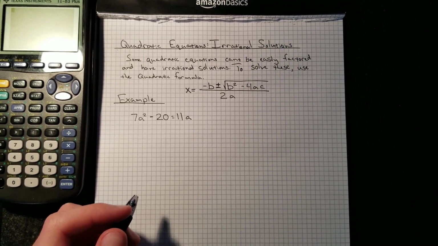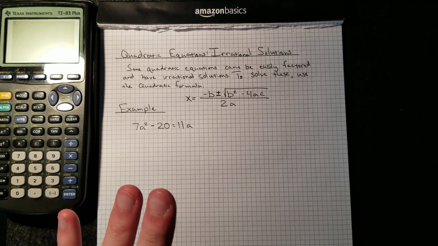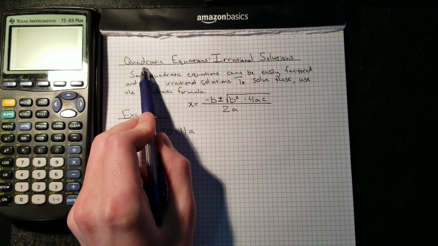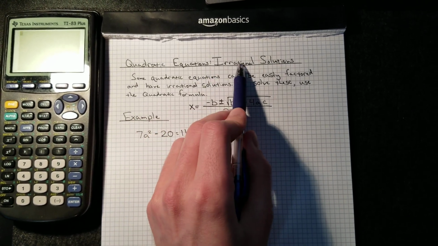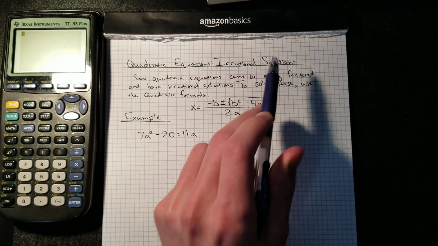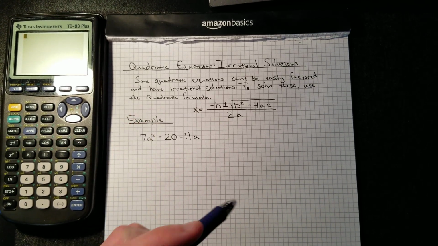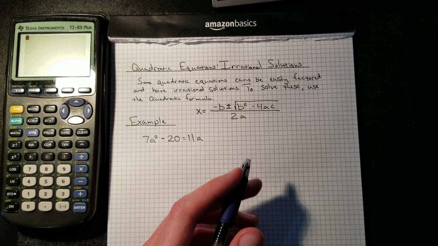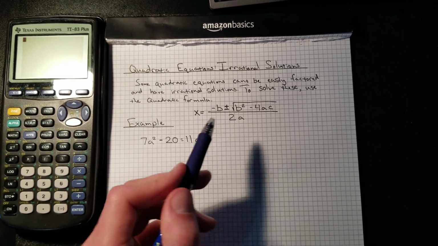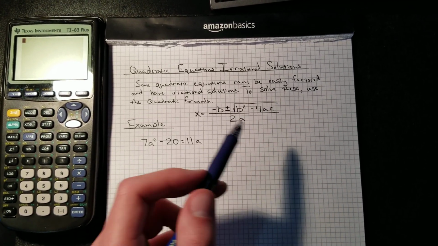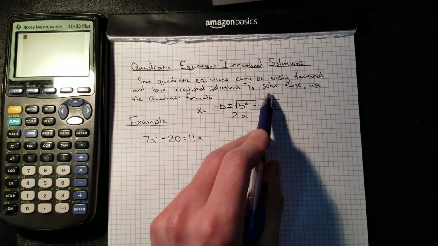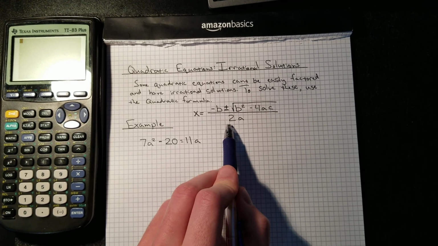Hey guys, today we're going to be going over the last thing with quadratic equations. So we are going to be working with quadratic equations that have irrational solutions. An irrational number is a number that has a decimal that just keeps on going and doesn't repeat. So we're going to have some square roots that don't come out to nice square roots. To solve these, you always want to use the quadratic formula.